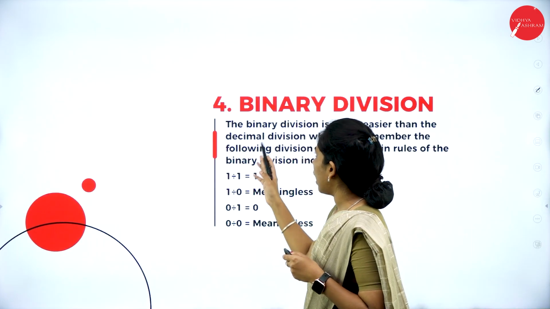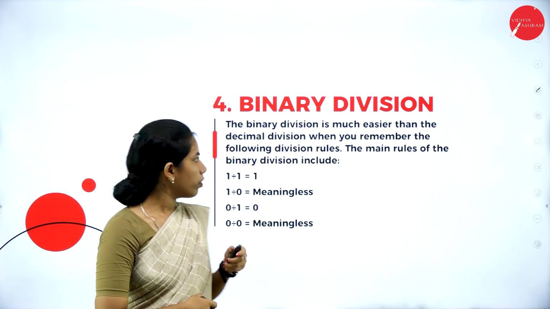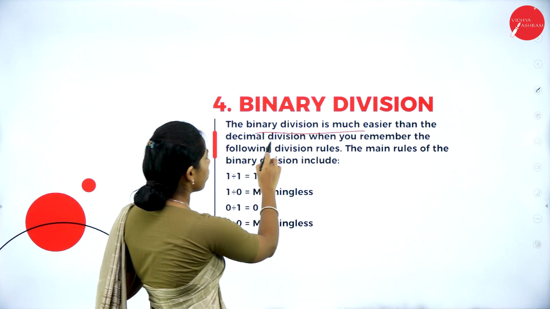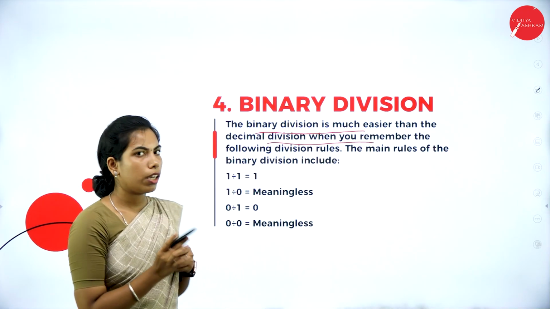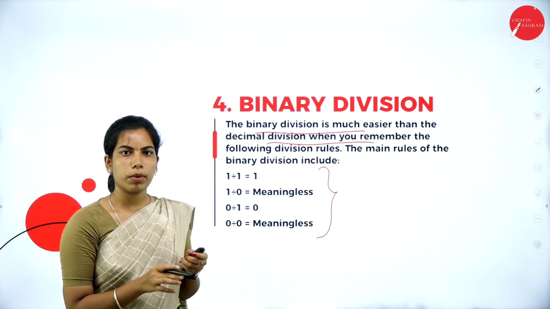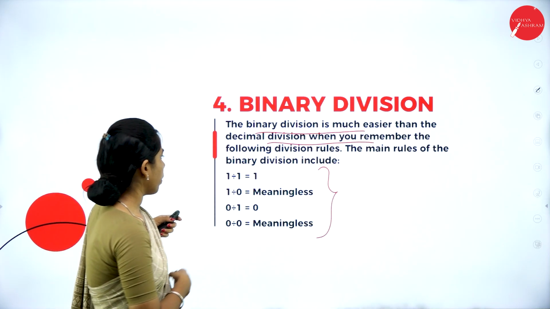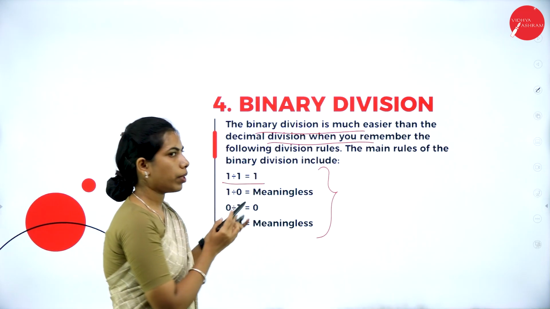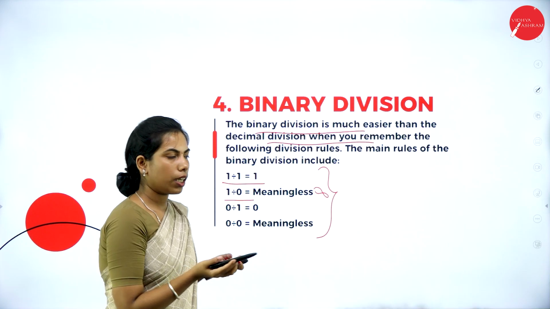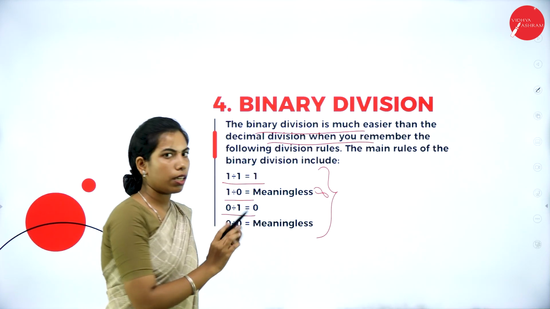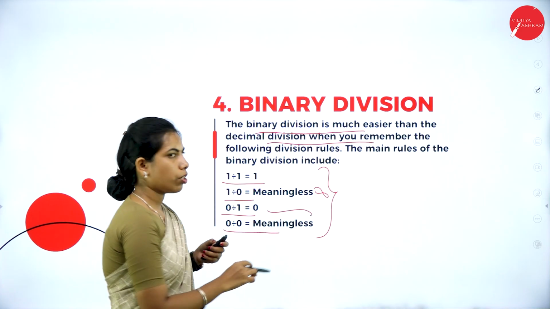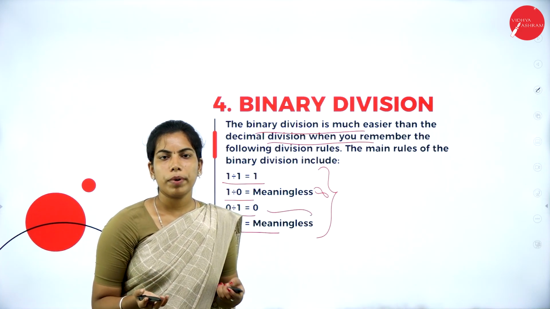So let's see, the last one is binary division. Binary division is much easier than decimal division when you remember the following division rules. Here you can see there are 4 rules you have to remember while doing binary division. 1 by 1 is 1, and 1 by 0 is infinity or meaningless, so we can neglect it. 0 by 1 is 0, and 0 by 0 is also 0, or it could be meaningless.